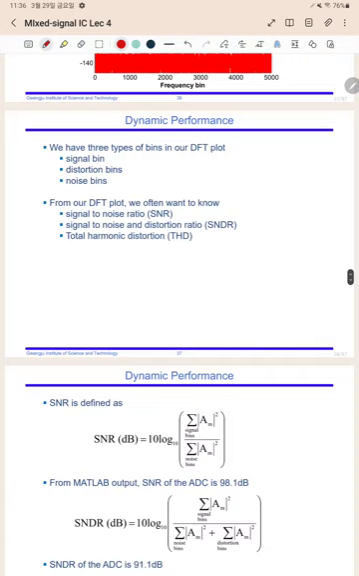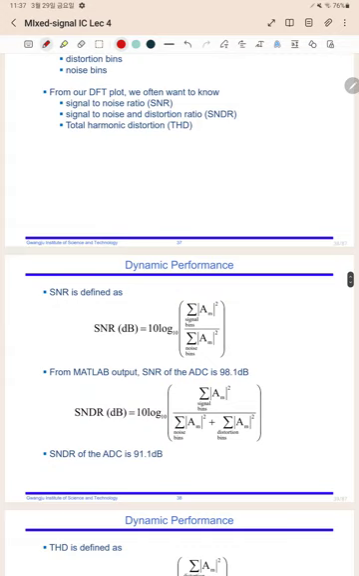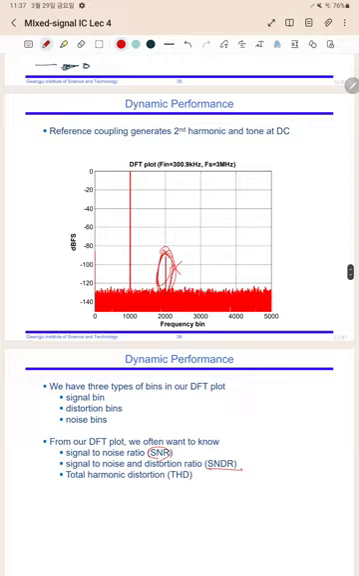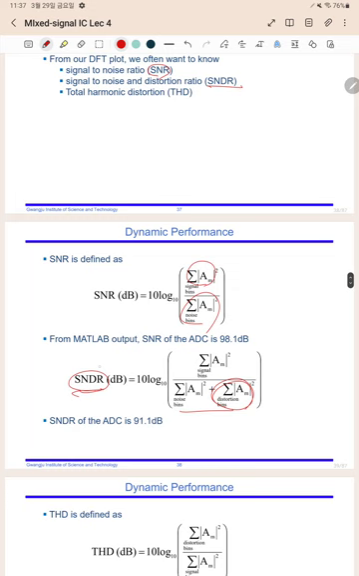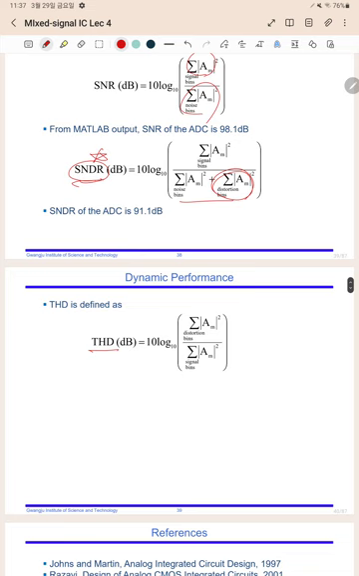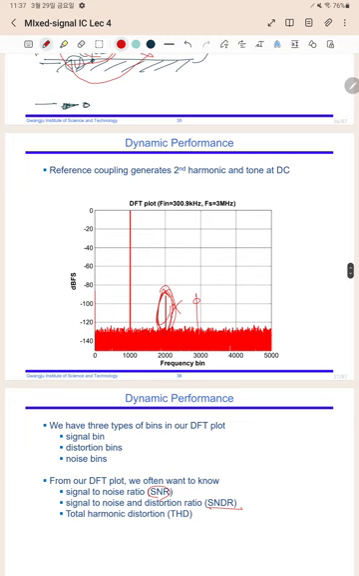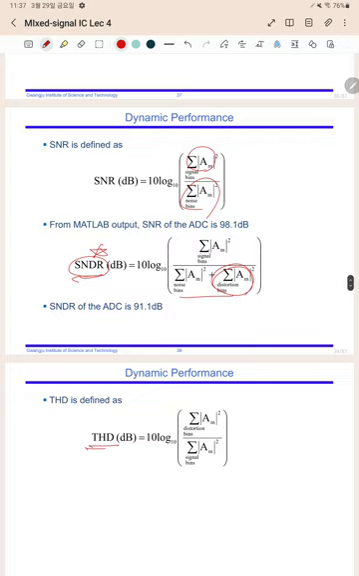Okay, so for the dynamic performance, we normally have three things to define it. The signal to noise ratio, which is only the signal power and the noise power. And the signal to noise and distortion ratio, where you add a distortion term, such as this one, right? That power is added to the noise, and that we call the SNDR. This is the most important, okay? And also total harmonic distortion. Sometimes if you have a lot of harmonics, people want to see how much the harmonic power is. That's the THD.